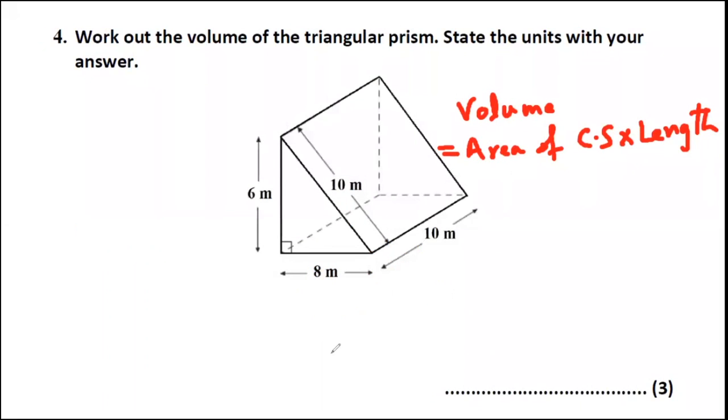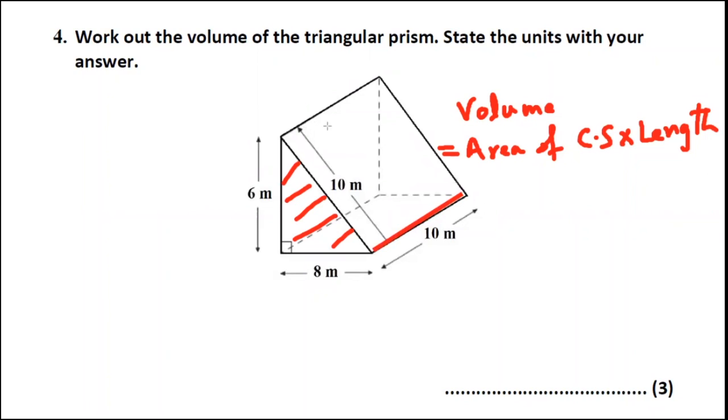Moving to question number 4, it says work out the volume of the triangular prism. State the units with your answer. So this time, it's not a cube or cuboid, so the shape is different. It's a triangular prism. In case of a triangular prism, we need to work out the area of the cross section, this space here, and we also need to multiply that by this length here.